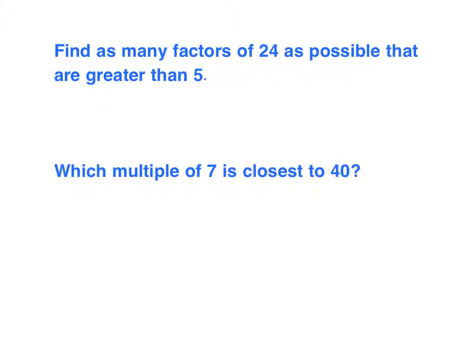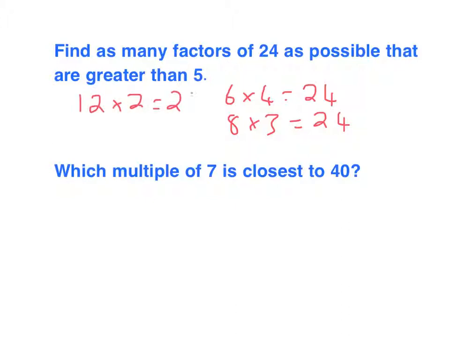Now see if you can apply that understanding to answer these two questions. Okay, so for the top example, I'm going to find different ways of multiplying numbers to make 24. So for example, 6 fours are 24. I've got 8 threes are 24. 12 times 2 is 24, and of course I've got 1 times 24 is 24. And then of those factors, the ones that are greater than 5 are 8, 6, 12 and 24.